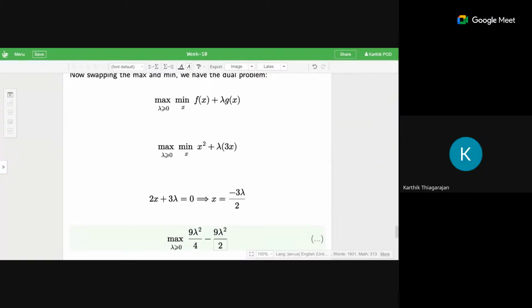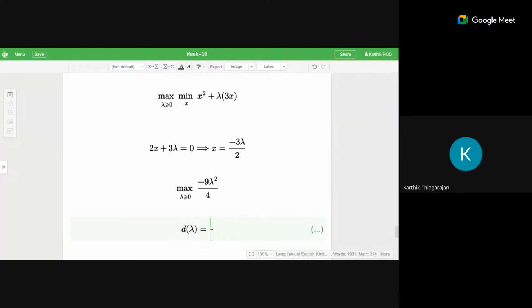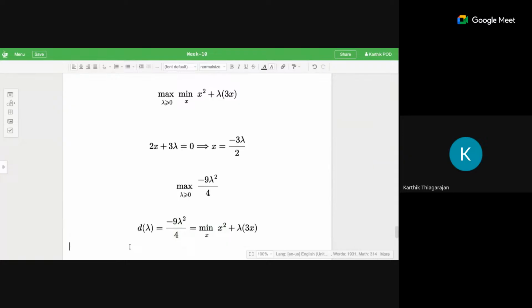So what does it become? It becomes some function of lambda, if you can see that, right? This should be 9 minus 18, so minus 9 lambda square by 4, correct? Okay, so this is what is called d of lambda. In this case, d of lambda is minus 9 lambda square by 4, which is the same as the minimum over x. It's the same thing, but this is the process you have to follow to get d of lambda. Is it clear now?